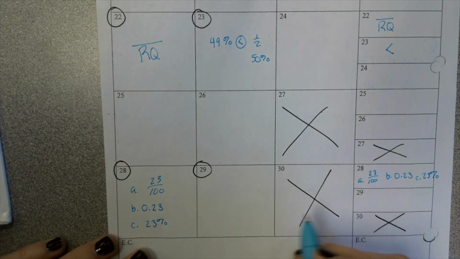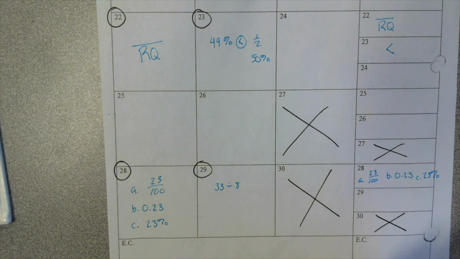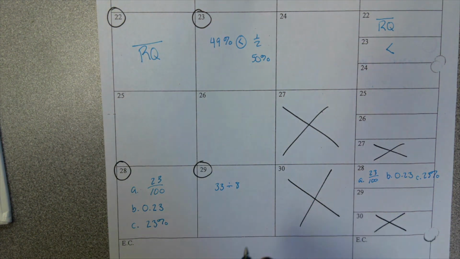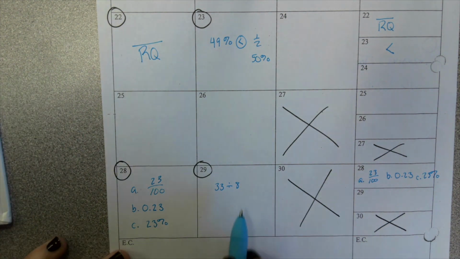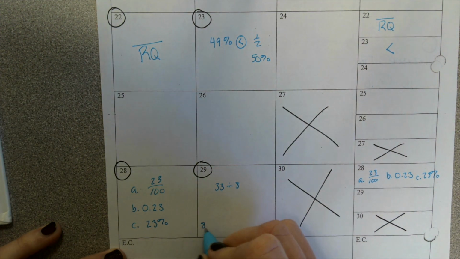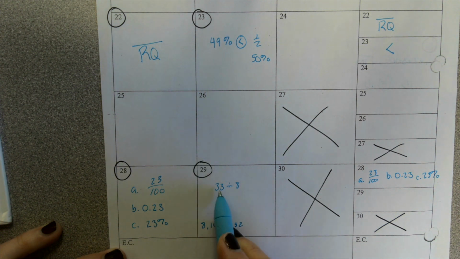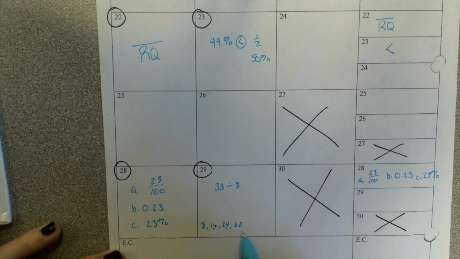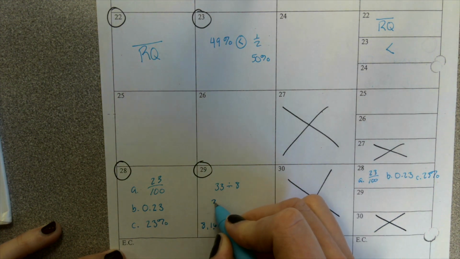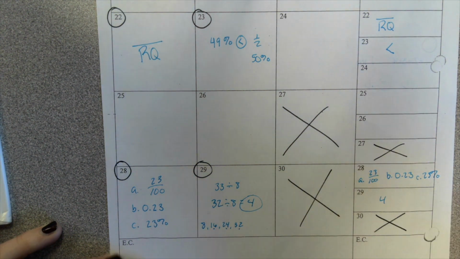29. The answer to 33 divided by 8 is not a whole number. What whole number represents a reasonable estimate of the answer? Well, 8 times what equals something close to 33? So we have 8, 16, 24, 32. Well, 32 is really close to 33. 8 times 1, 8 times 2, 8 times 3, 8 times 4. 32 divided by 8 equals 4. So the number really close would be 4.